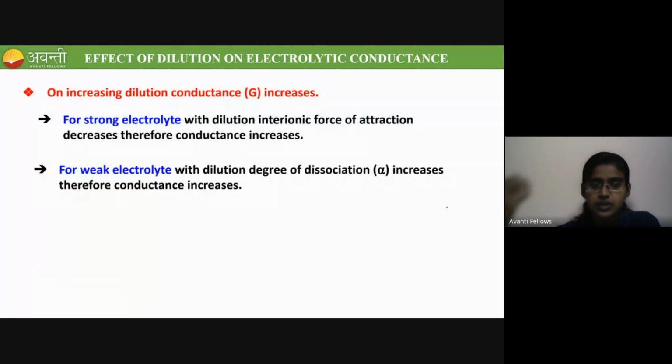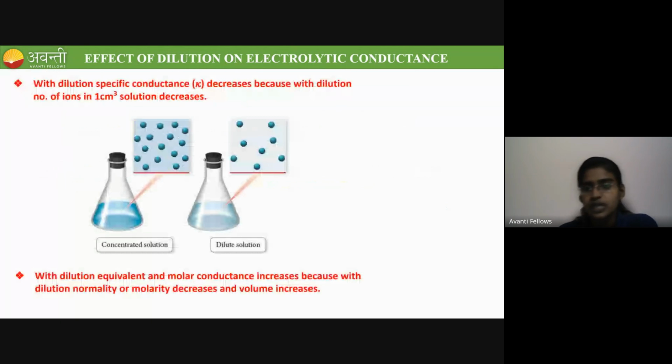And for a weak electrolyte, weak acid or weak base, the separation of ions is partial. So on increasing the dilution, the degree of dissociation increases, and conductance increases. So in both cases conductance is going to increase, but for different reasons. In the first case, due to less interionic force of interaction, and here due to the greater degree of dissociation. Now, with dilution, specific conductance decreases.